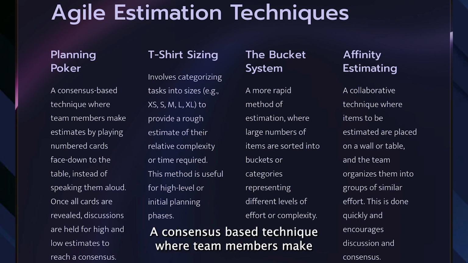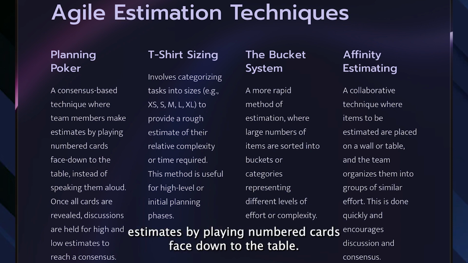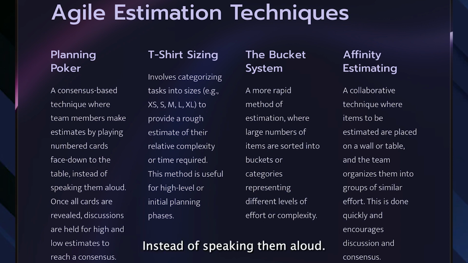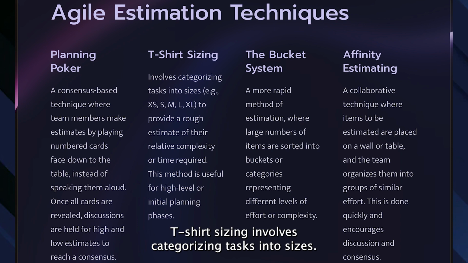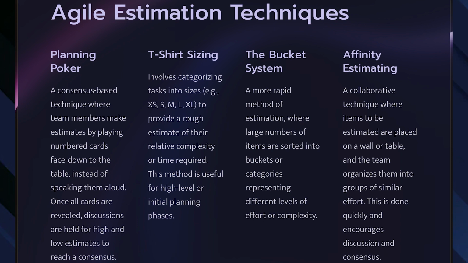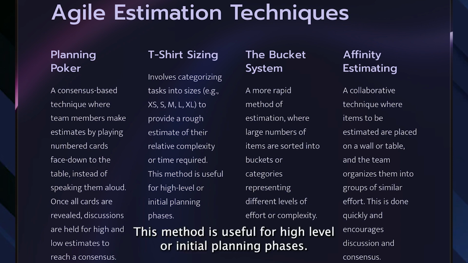A consensus-based technique where team members make estimates by playing numbered cards face down on the table, instead of speaking them aloud. Once all cards are revealed, discussions are held for high and low estimates to reach a consensus. T-shirt sizing involves categorizing tasks into sizes, for example, XS, S, M, L, XL, to provide a rough estimate of their relative complexity or time required. This method is useful for high-level or initial planning phases.